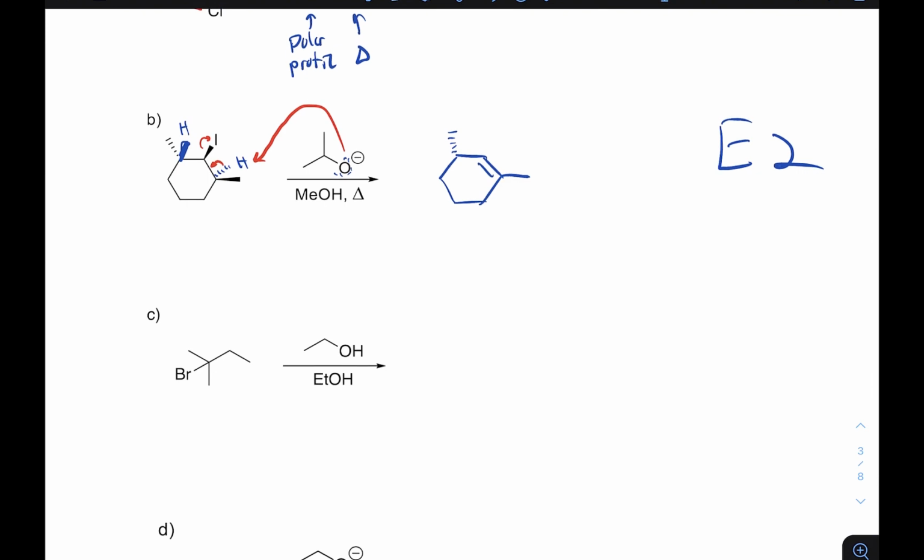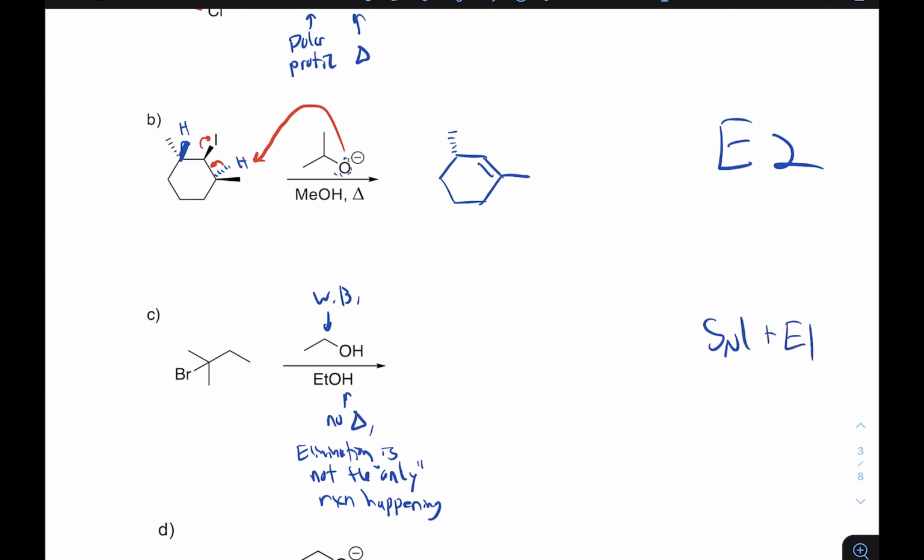Number 3, we're seeing similar conditions, but now we have a weak base, and no heat. So elimination is not dominating. It's not the only thing happening. Meaning we have SN1 conditions here as well as E1 conditions. So we can't really say if one is taking place over the other, we're going to get a mixture.